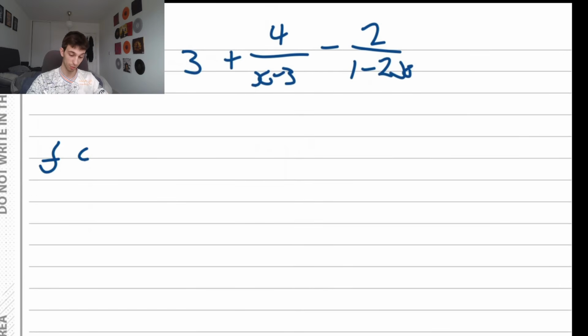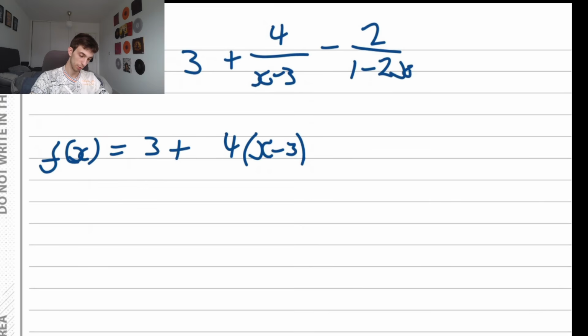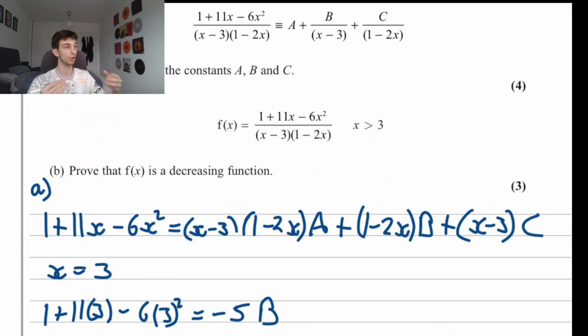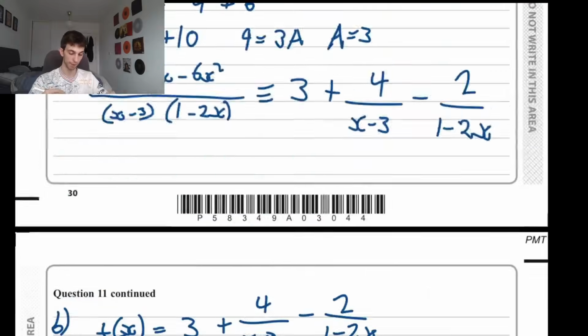So to find f dash x, let's just quickly rewrite f of x to be 3 plus 4 multiplied by x minus 3 to the power of minus 1, take away 2 times 1 minus 2x to the power of minus 1. Why are we trying to find f dash x? Quickly just understanding why we're doing this. Decreasing function means that f dash x will be less than 0 for all values of x, okay?